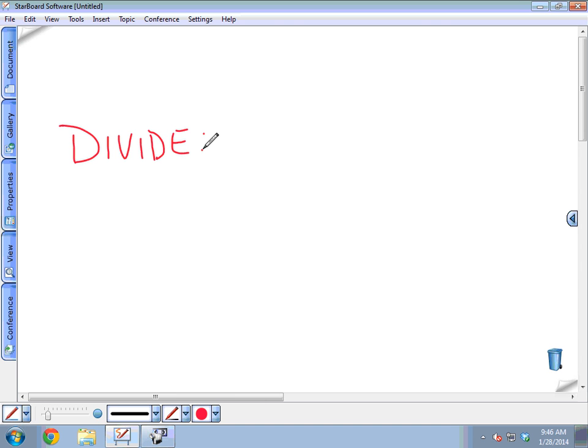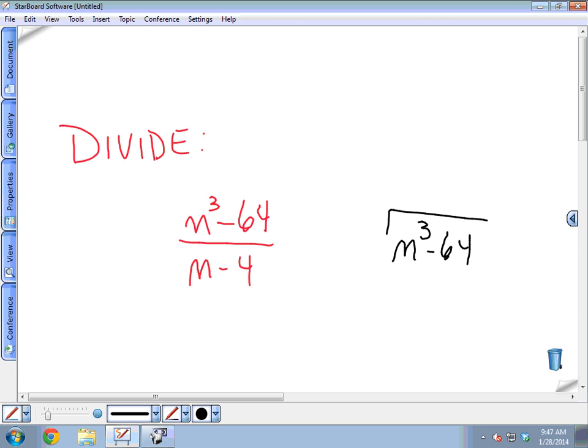And here's the problem. N cubed minus 64 divided by n minus 4. This was the long division, polynomial long division one. Okay? In which case, you put the n cubed minus 64 inside the division bar and the n minus 4 out here. And you should have gotten n squared to make this n cubed. Okay, and then minus 4n squared.